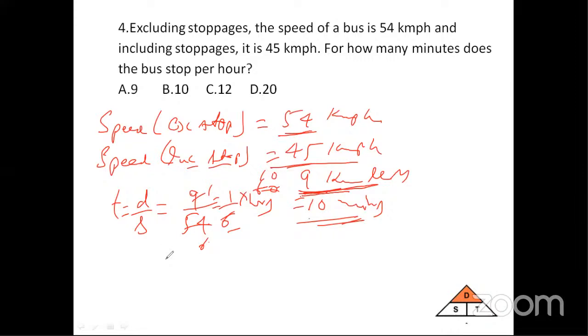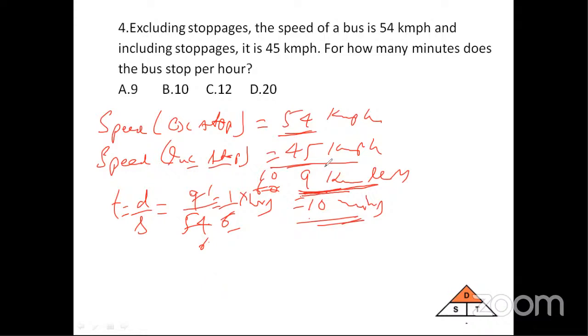We have to take that because the reason we take 54 is that it excludes the stoppages. We have to take care of excluding the stoppages, to see how much time it will actually take. Then when we take that balance, we will understand how much time it is actually stopping. That's why we have to take 54.